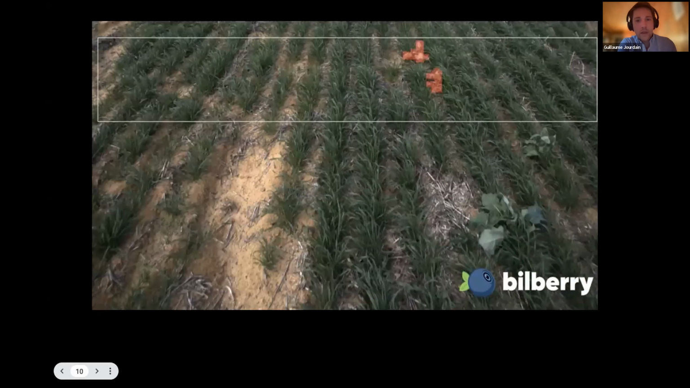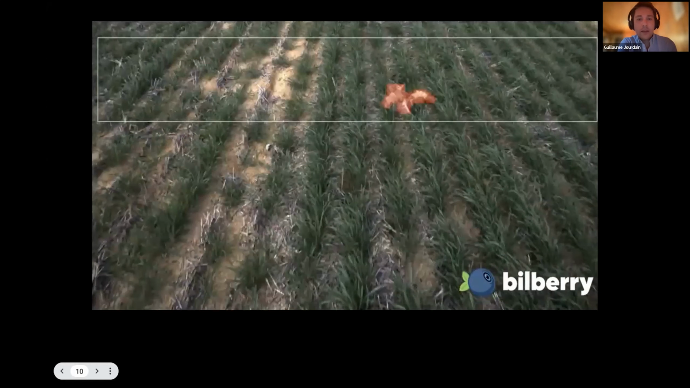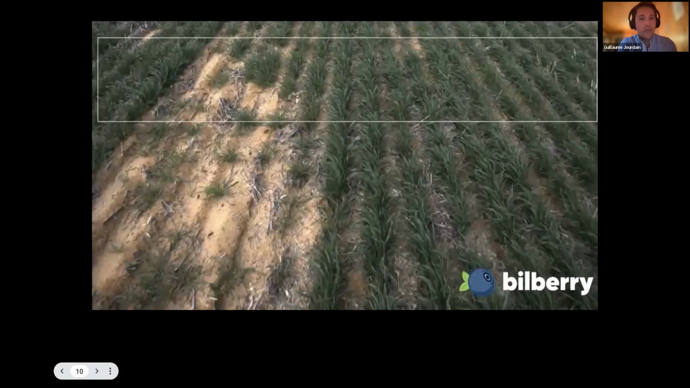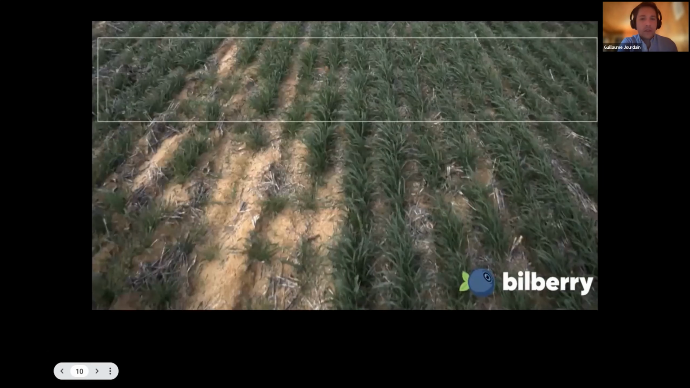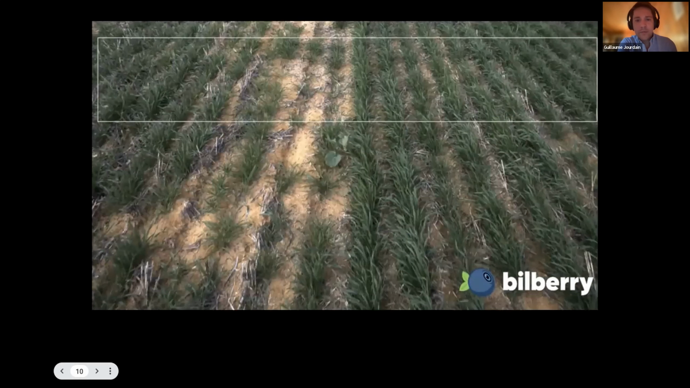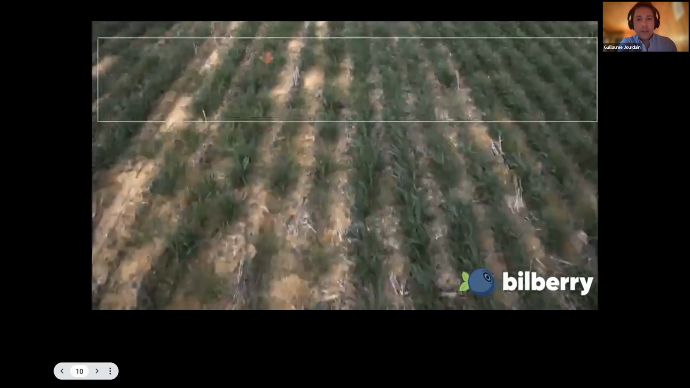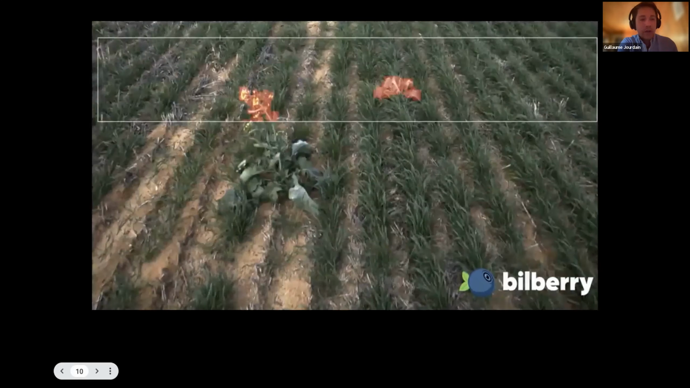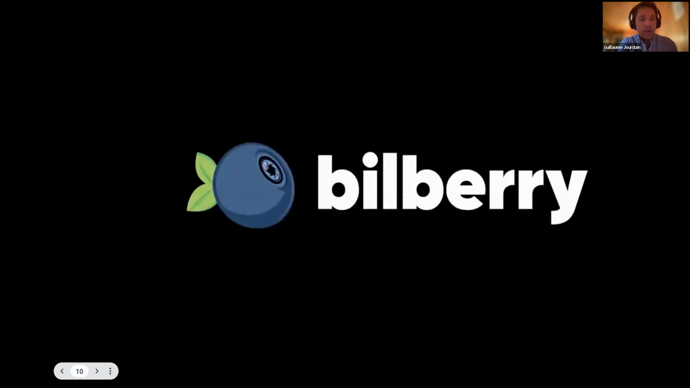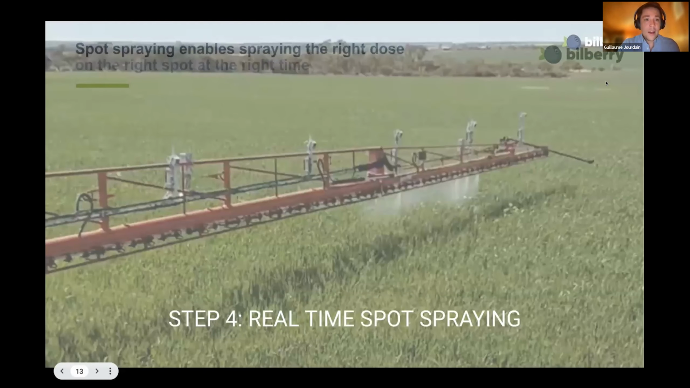Again, there is a red overlay when the algorithm detects something. Here, the application is to detect broadleaf weeds in cereals. So cereals here, it's wheat, can be barley or oat as well. And once a weed is detected by the cameras, then it will send the trigger to open the corresponding nozzle to only spray on that specific weed, and then there's real-time spot spraying.